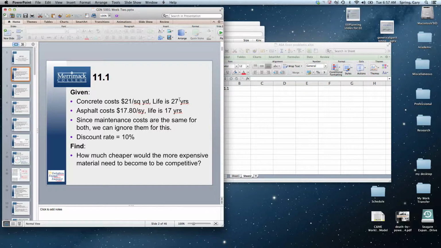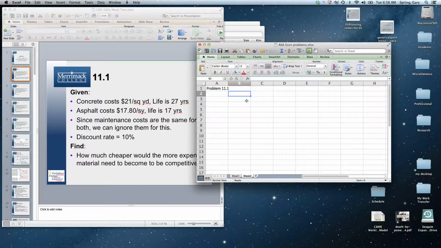And I should point out, if you look at the solution online for this, you'll find that they did a different approach. It's more approximate, and I don't believe that it's correct. I may be wrong, but I don't believe it's correct. I believe that if the lives are different, the best approach is to use annual cost. If someone wants to show me where I'm wrong, that's fine, but we're going with this. So we're going to do an annual cost method rather than present worth.